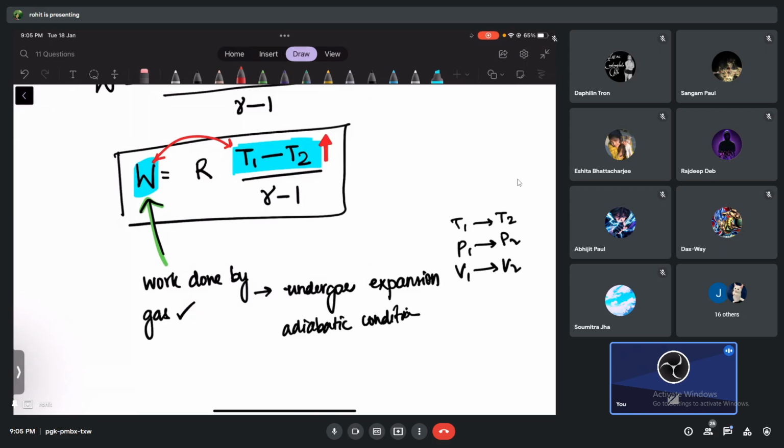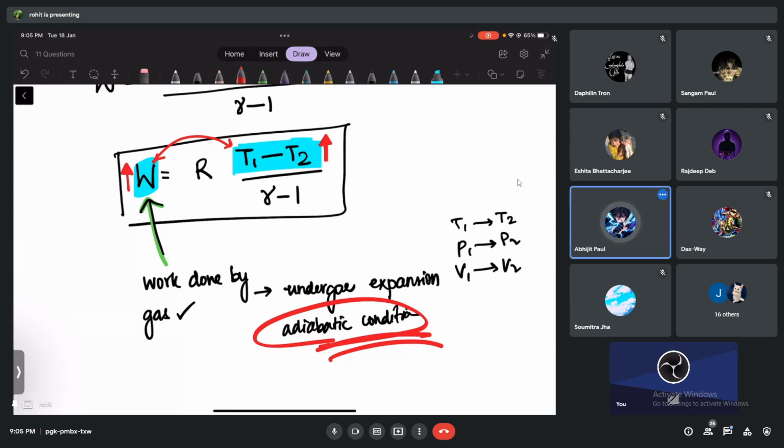It's not about initial and final. When you see T1 minus T2 it looks like initial and final, but actually it's about the difference in the temperature between the two states. If a gas undergoes adiabatic expansion and has changed its temperature by a large amount, that means the gas has done a lot of work. If the temperature changes very little, has the gas done a lot of work or very little work? Very little work.